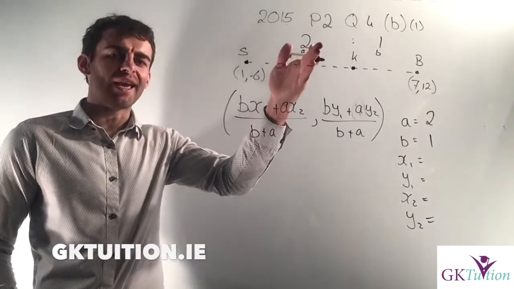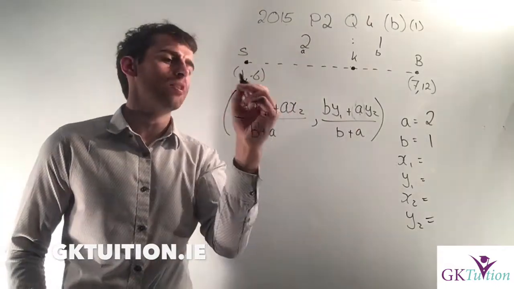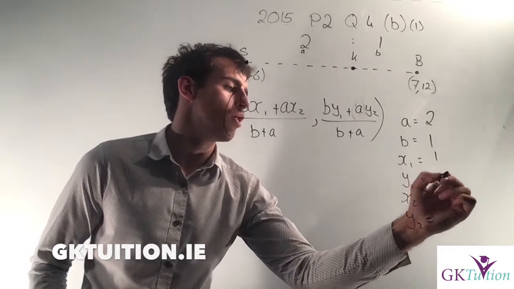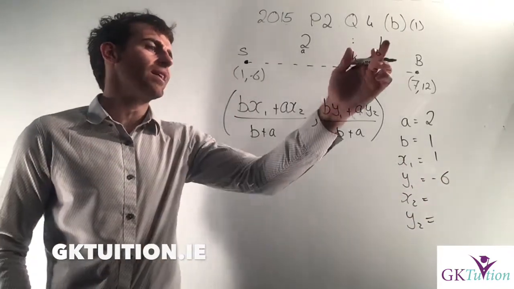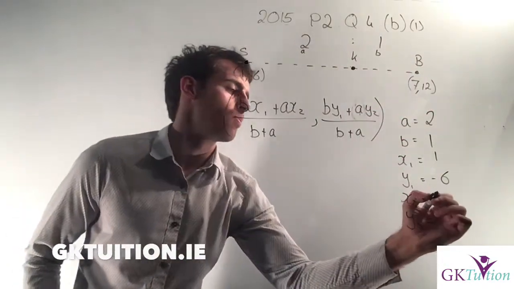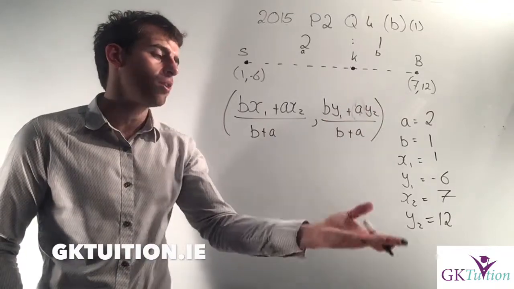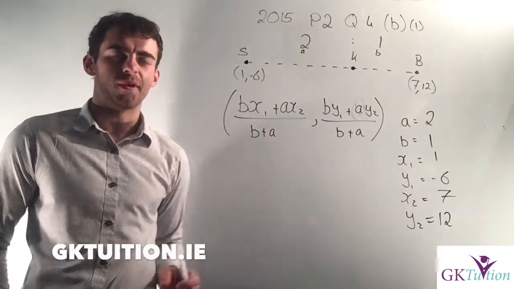If this is my A, then the coordinate to the left of A is my x1, y1. So that means my x1, y1 in this case is going to be 1, minus 6. And if this is my B, then the coordinate to the right of it is my x2, y2. So this is going to be 7 and this is going to be 12. So now I know all the variables and I can actually just sub into my formula.